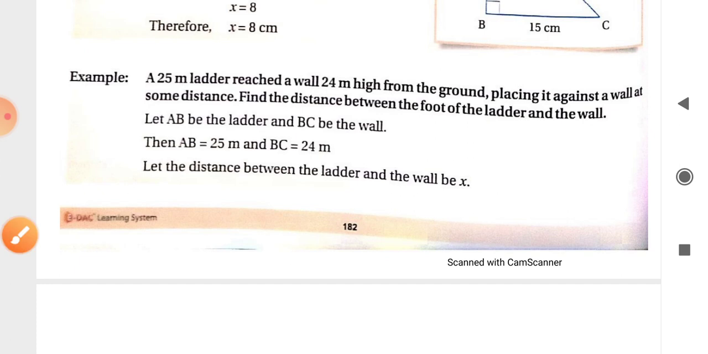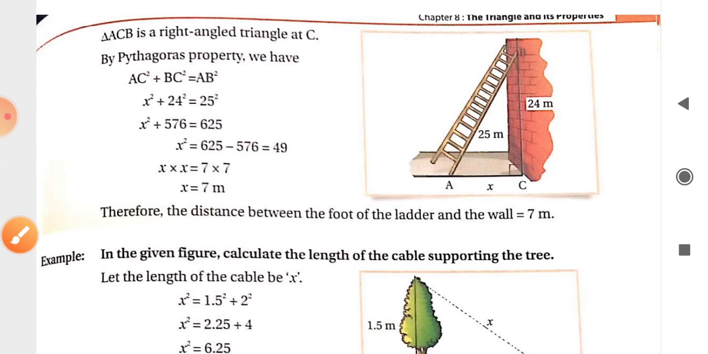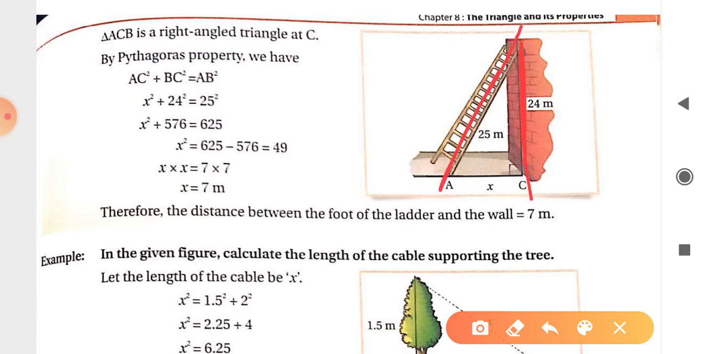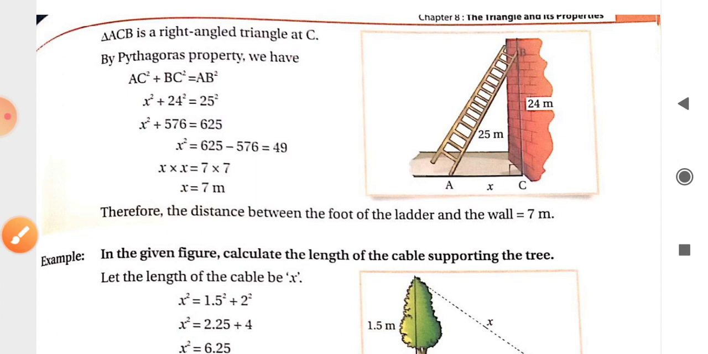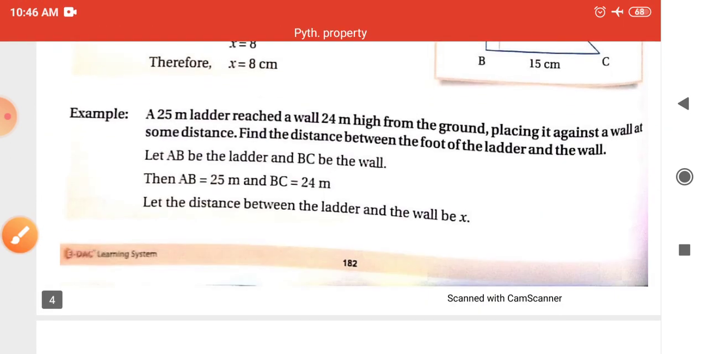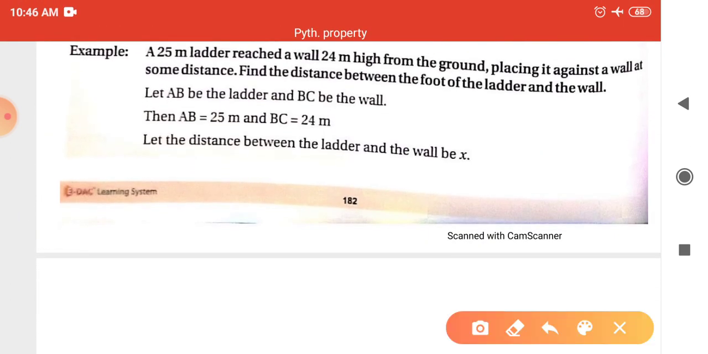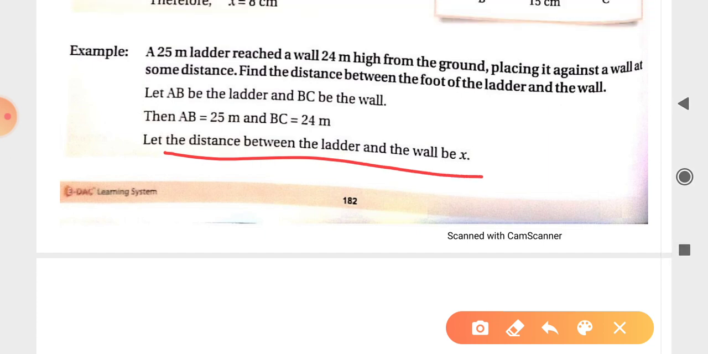Then we have to draw this figure like this. This is the wall, this is the ladder and this is the ground. It is written that AB is the ladder, BC is the wall and AC is the distance between the foot of the ladder and the wall. And we have to find this distance, so let this distance be x. Let the distance between the ladder and the wall be x.